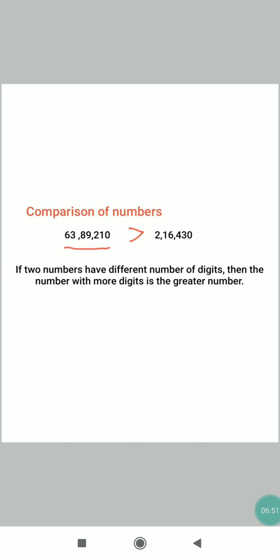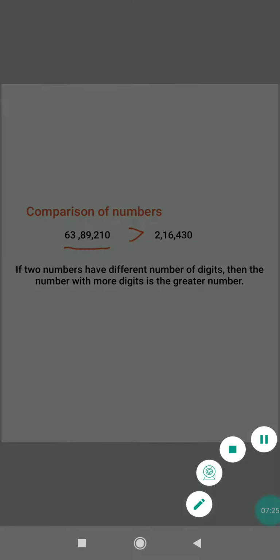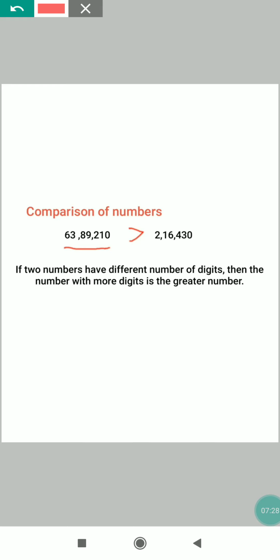In the next slide, student, you can also see we are comparing numbers. How are we comparing? If two numbers have different numbers of digits, then the number with more digits is the greater number. Again the same thing is there, student. I don't think you will have any problem with this one, because on both sides different numbers of digits are given. You can count, student: on one side it is a 7 digit number.